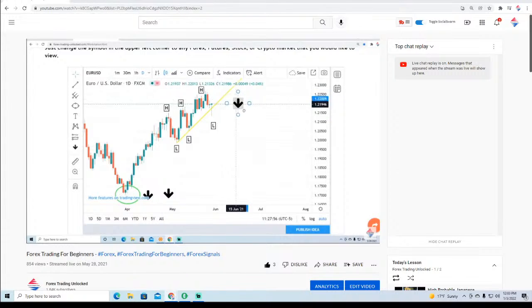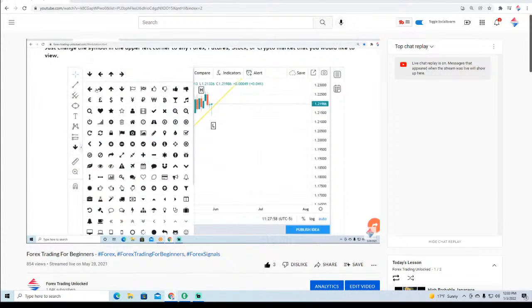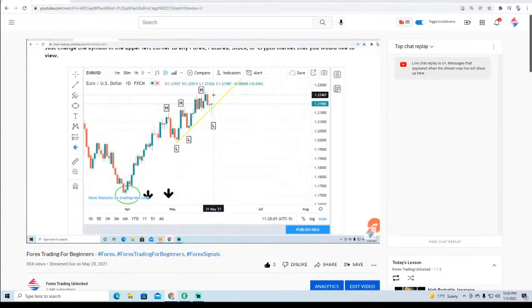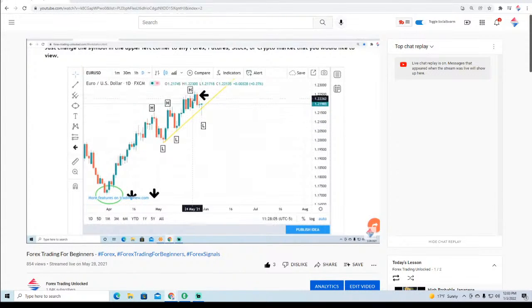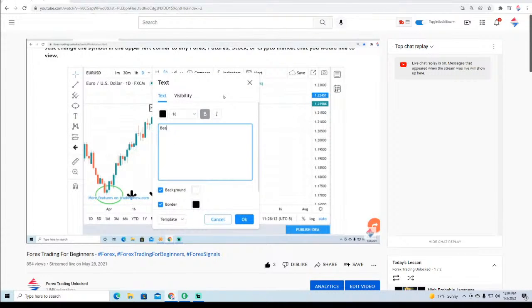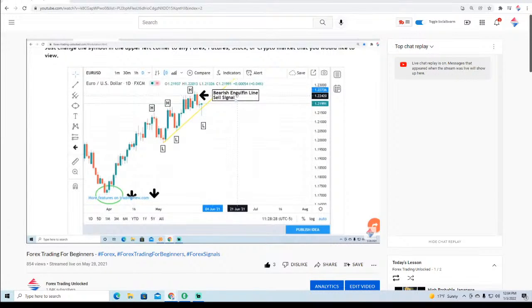So let's make this a little clearer here. Let's make a different arrow. This little red bar right here, just below the high. The previous day it made a high, then we have this sell-off. This is called a bearish engulfing line sell signal. So what is a bearish engulfing line sell signal?